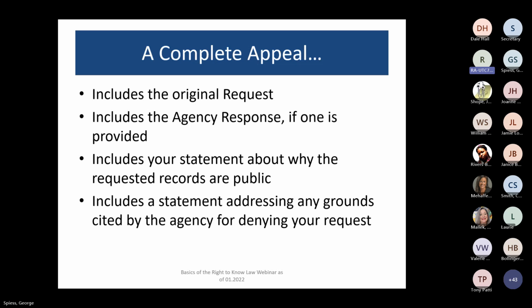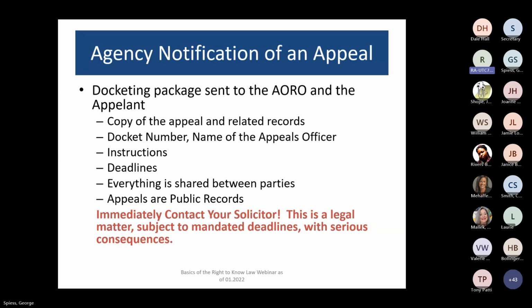It's AP 2024- and a 4-digit code. It gets assigned to an appeals officer, and then we send out notice to the agency and back to the requester. In this case, now we call them appellants, describing what the process is.